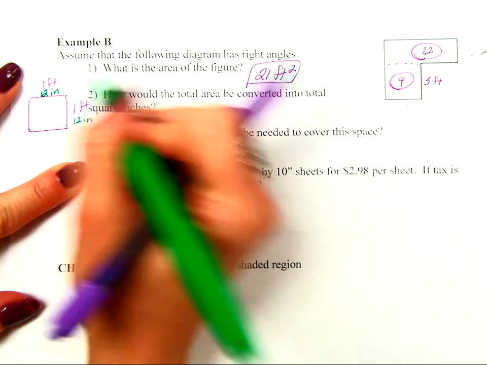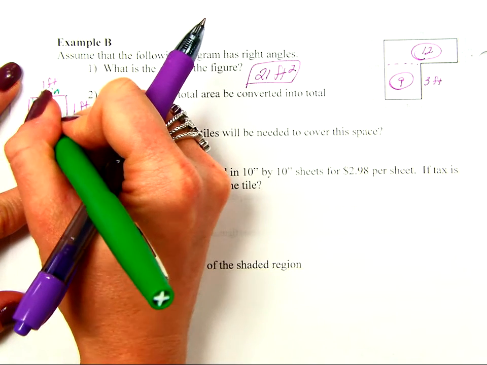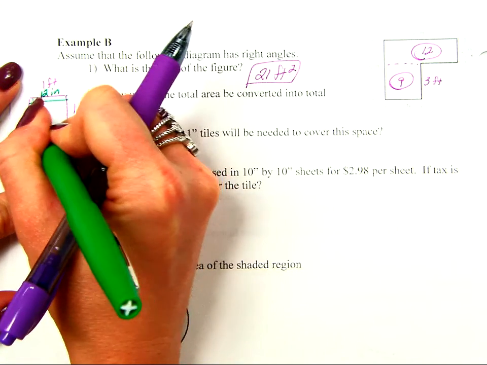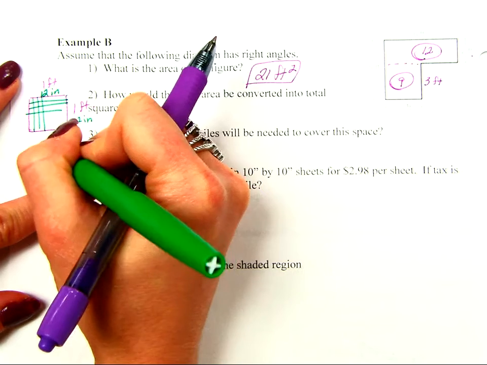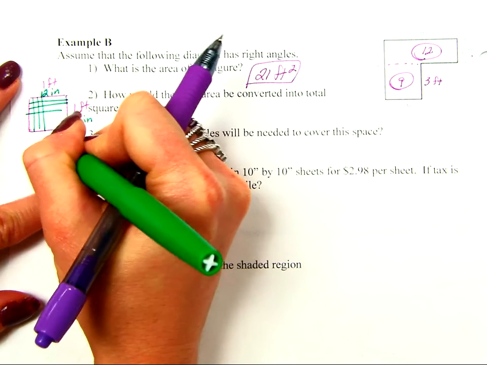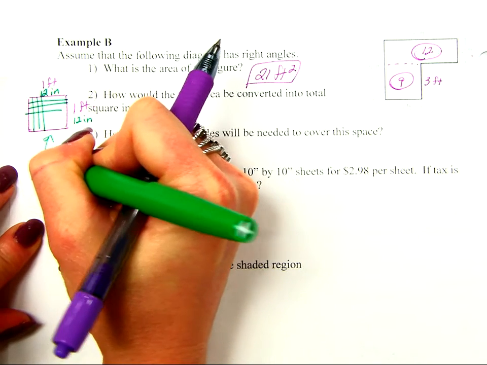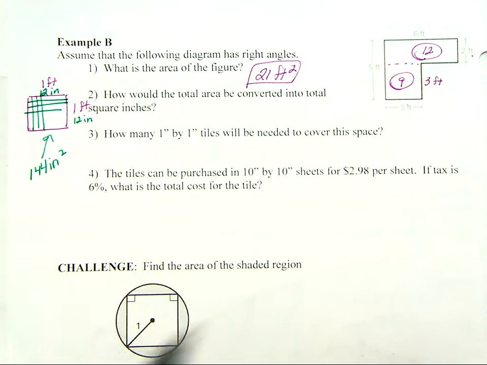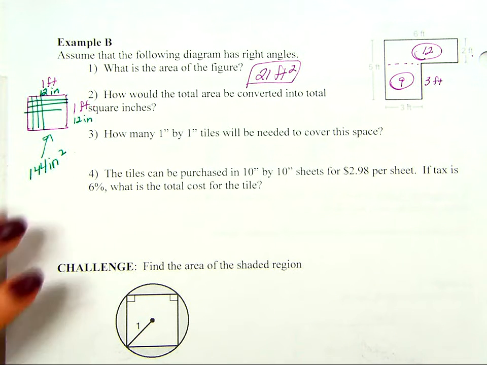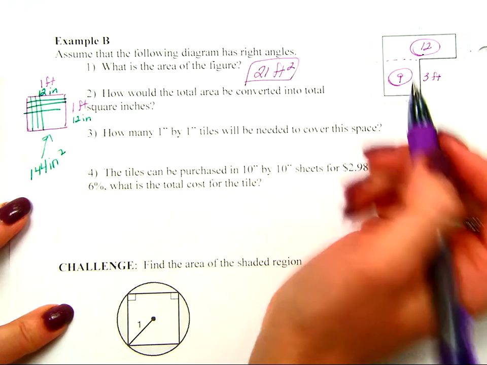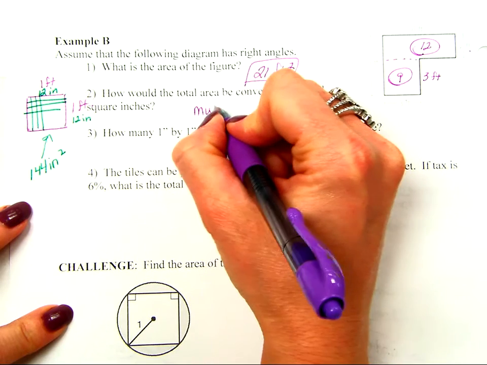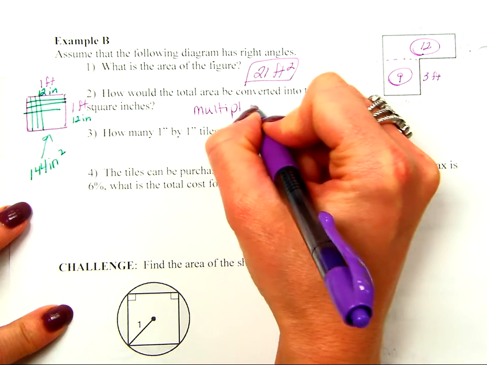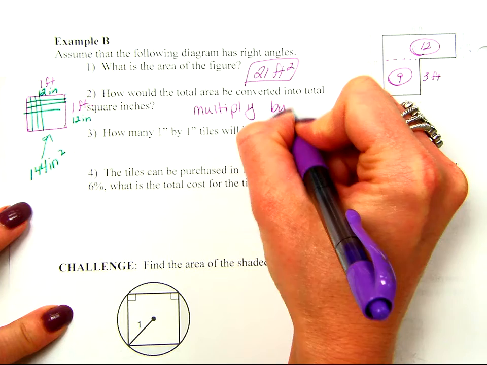How many square inches? Well, if you think about it, you're dividing it up. So how many would we have? Yeah, 12 times 12, we'd actually have 144. So in 1 square foot, there are 144 square inches. What would we need to do? We would need to multiply by 144.